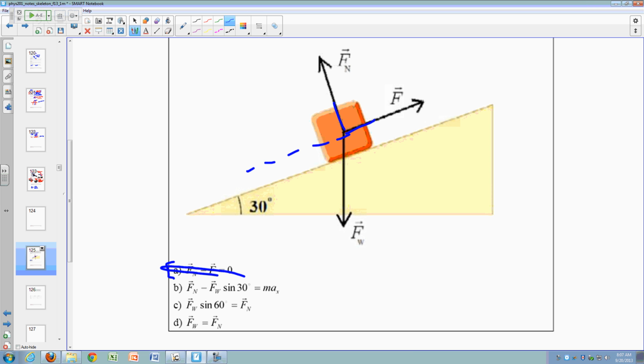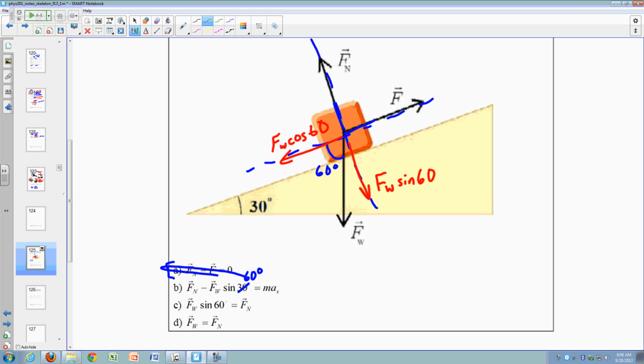Let me go ahead and draw my coordinates here. There's my x, there's my y. I know that this angle is 60 degrees. Here I have Fn minus Fw sine 30 equals ma_x. I could make this equation correct in a couple of ways. First, I could change this 30 degrees to 60 degrees, and that would be the y component of the weight. So that would be this vector, Fw sine of 60, and this would be Fw cosine of 60.